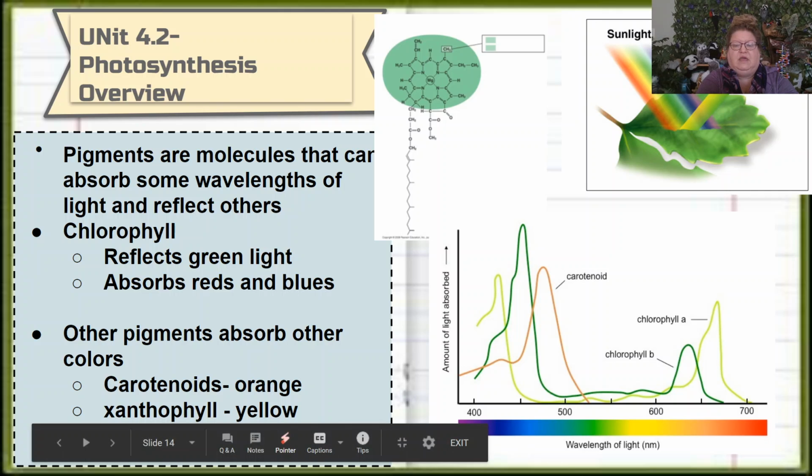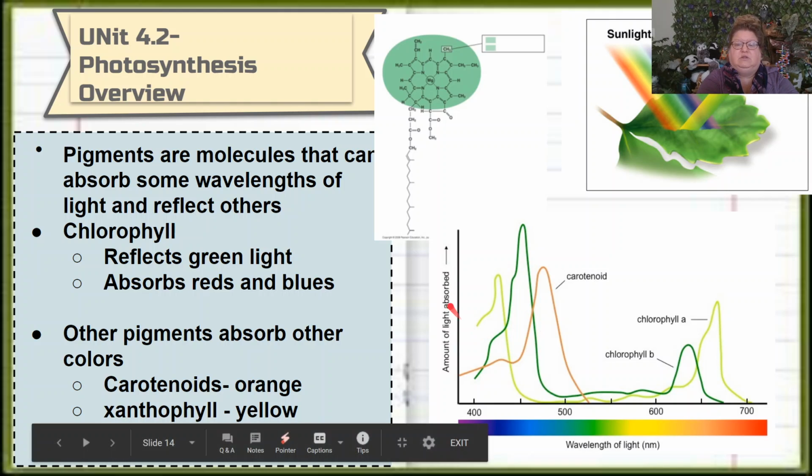So let's take a look at our graph here. This is what we would call an absorption spectrum. And the x-axis would be the different wavelengths of light. And so you can see underneath that they've shown the spectrum of light. So you can see 700 nanometers would be the wavelengths of reds and orangey reds. And then we dip down into the 650 and we get into the orange and orangey red. And then 600 would be yellow, 550 would be green, and so forth and so on. The y-axis would be the amount of light absorbed.